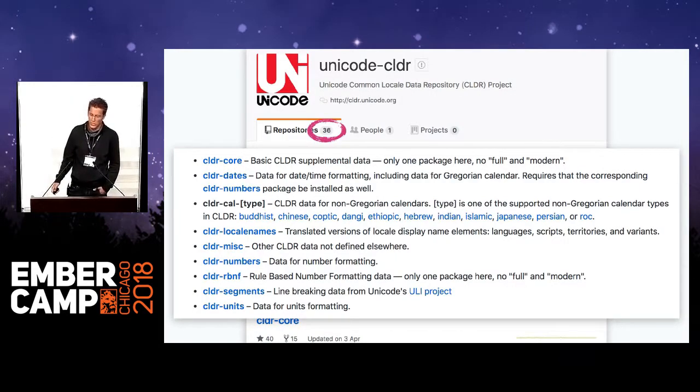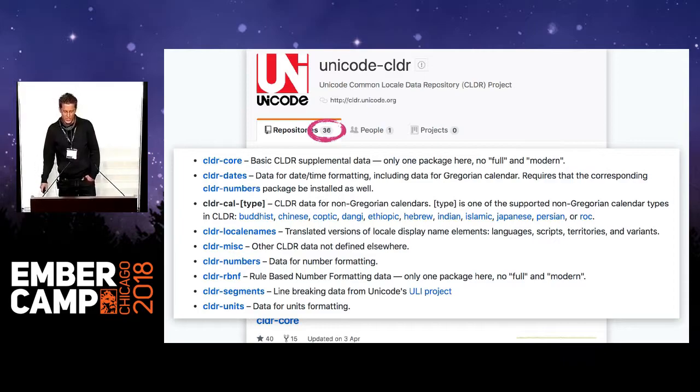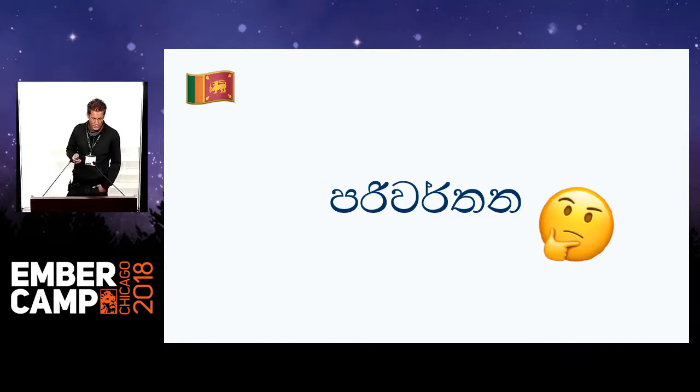You can see on the Unicode CLDR GitHub page, they have 36 different projects, so quite a lot. Each of those projects includes multiple JSON files per locale, so it's quite a lot of data. And you can see it includes basically everything that we've already discussed, like dates, numbers, locale names, units, everything basically, and even more. Okay, let's go on to the next topic.